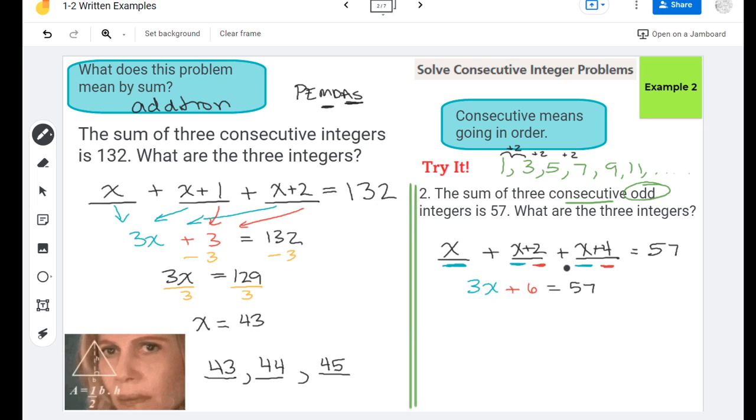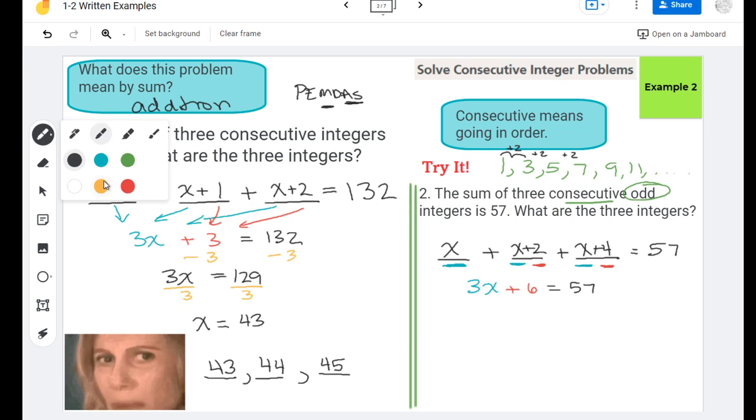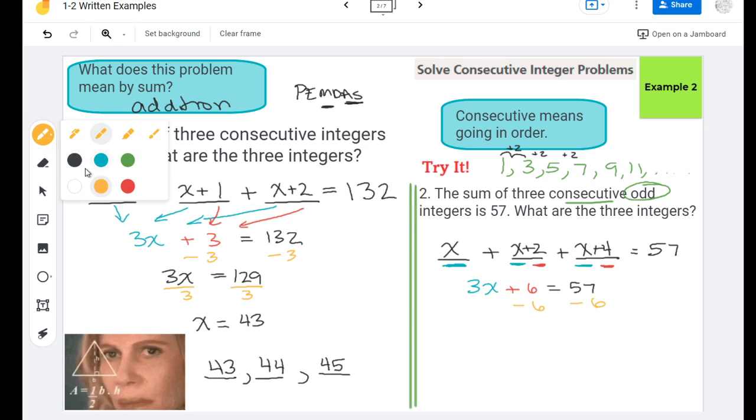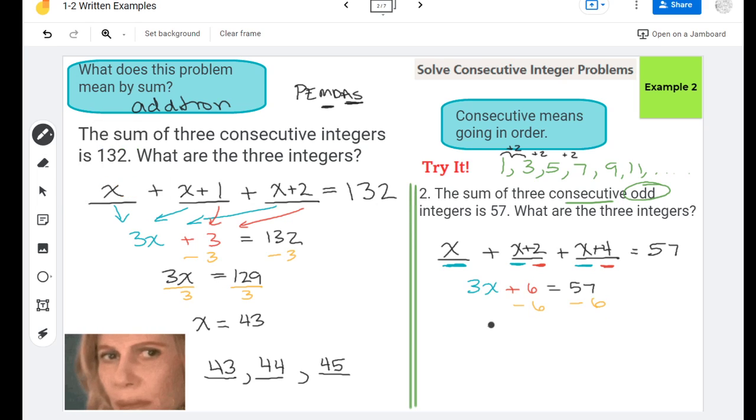So now I look at this. I have multiplication from the 3 and addition from the 6. So if I'm working backwards through PEMDAS, I have to counteract that addition first. Now the opposite of adding 6 is subtracting 6, which I'm doing here. The left-hand side of my equation, the plus 6 and minus 6 cancel out. And on the right-hand side, 57 minus 6 is 51.